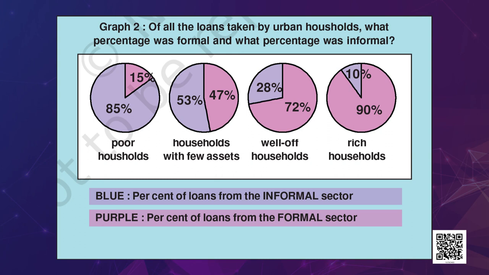Compare this with the rich urban households. What do you find? Only 10% of their loans are from informal sources, while 90% are from formal sources. A similar pattern is also found in the rural areas. The rich households are availing cheap credit from formal lenders, whereas the poor households have to pay a large amount for borrowing. What does all this suggest?